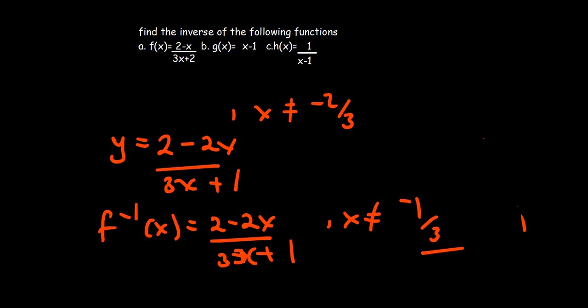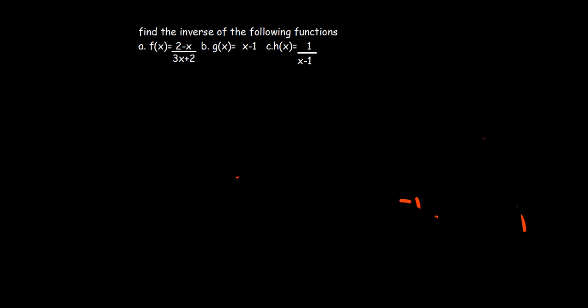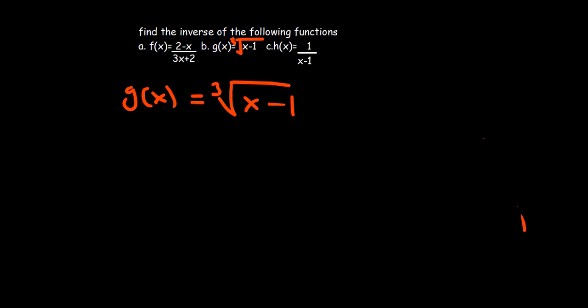Okay, how do we do the next question? Okay, so the next question is missing a root here, a cube root. It's supposed to be a cube root here. So I'll indicate that like this. So g of x should be equal to the cube root of (x minus 1). So how do we do this?